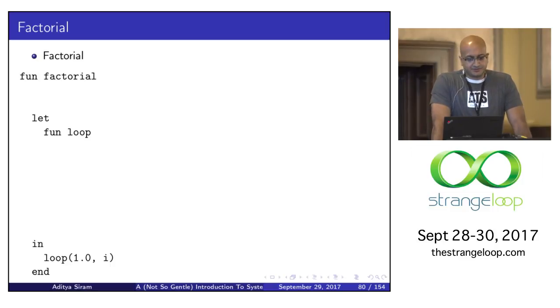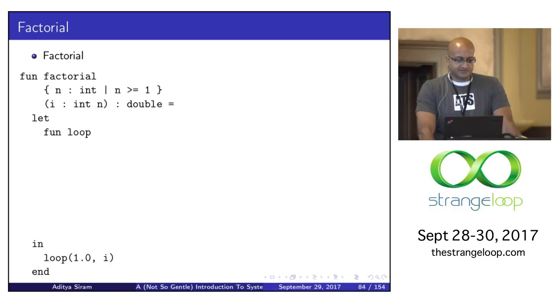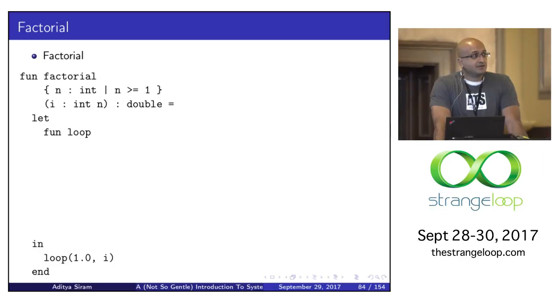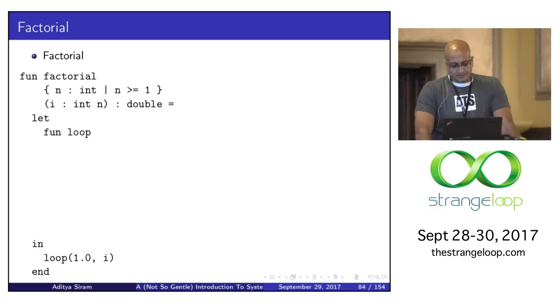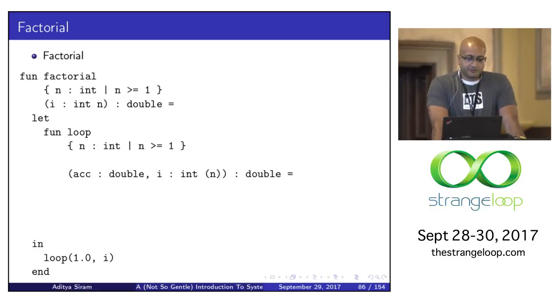There's a top-level function, factorial. There's an inner function, loop. You kick off loop with 1.0 and I. As you've all probably surmised, it's an accumulator that ends up accumulating in that first argument. We parameterize factorial with an integer, and it outputs a double. We modify that integer such that it always has to be greater than or equal to 1. You can't call factorial 0. We propagate that constraint to the inner loop, which takes an accumulator, which is a double, and an I, which is an int parameterized on that constraint, saying that it has to be greater than or equal to 1.